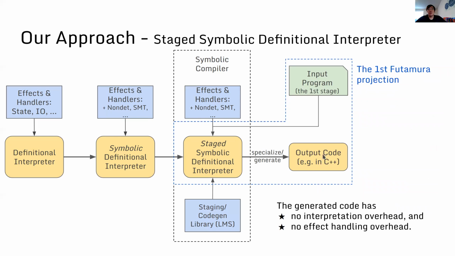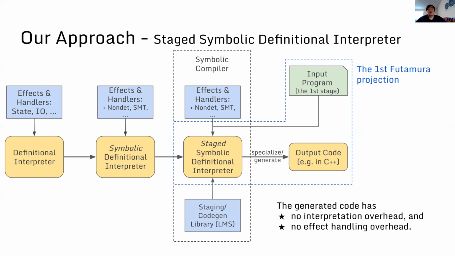This process of specializing an interpreter with respect to an input program and generating code is known as the first Futamura projection, and notably in our case, the generated code has no overhead of interpretation because the interpreter and syntax dispatch is already executed in the first stage. It also has no overhead of effect handling because the handlers are also applied in the first stage.